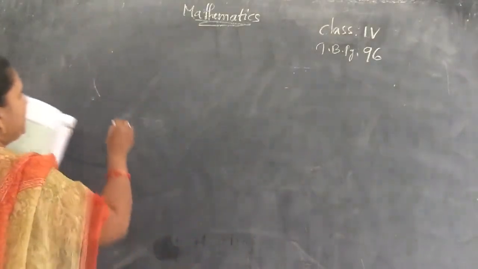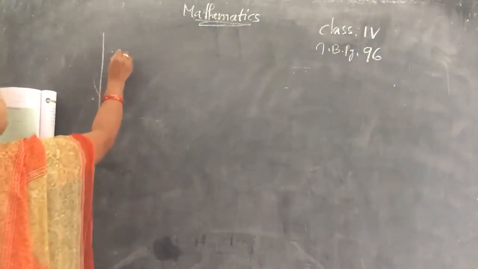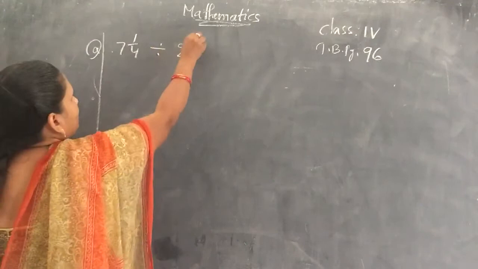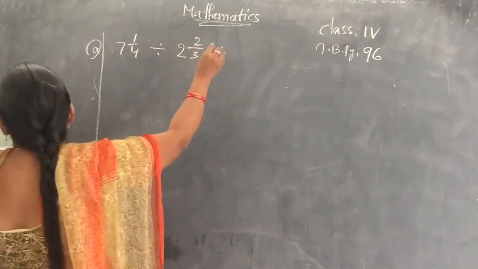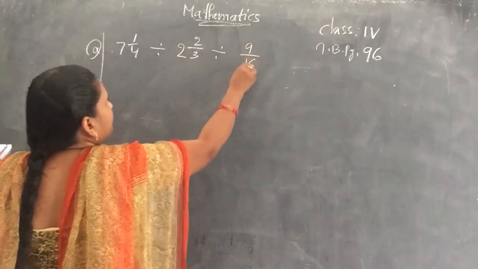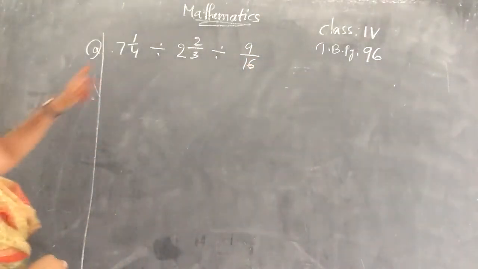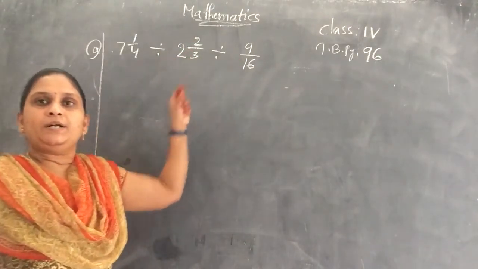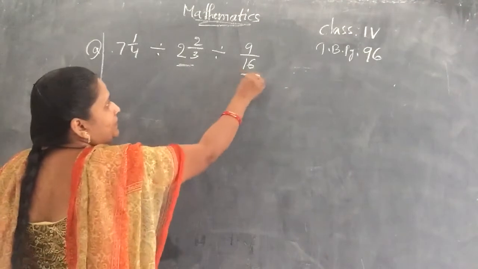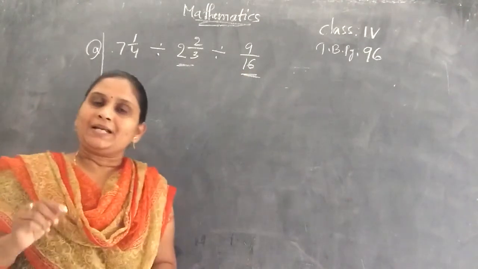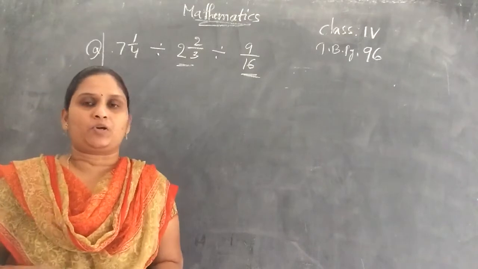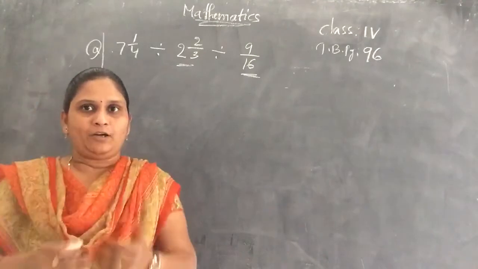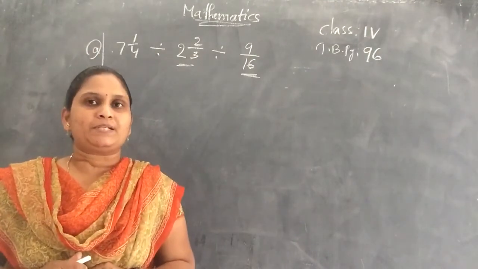Okay. The first one: 7 1/4 divided by 2 2/3 divided by 9/16. This is the sum. Here, after the division, the last two numbers we have to write as reciprocals. Reciprocal means writing in the reverse order: numerator as denominator, denominator as numerator.